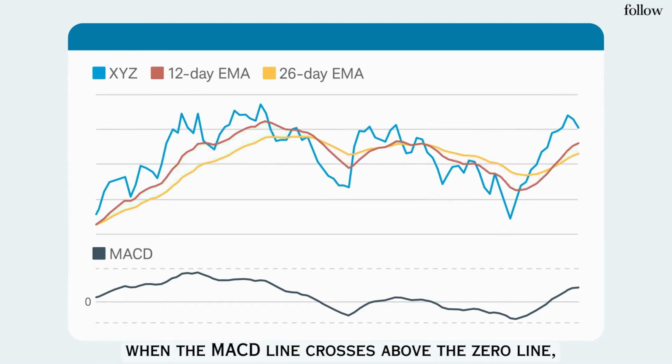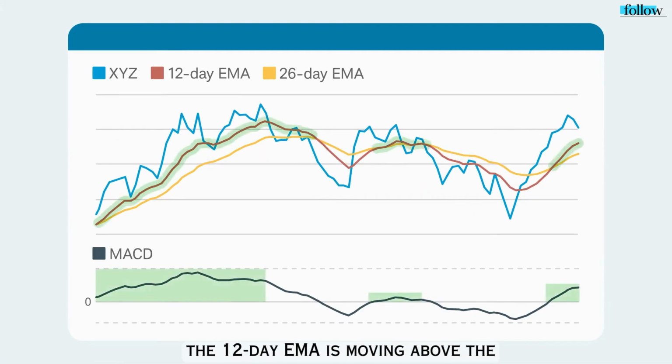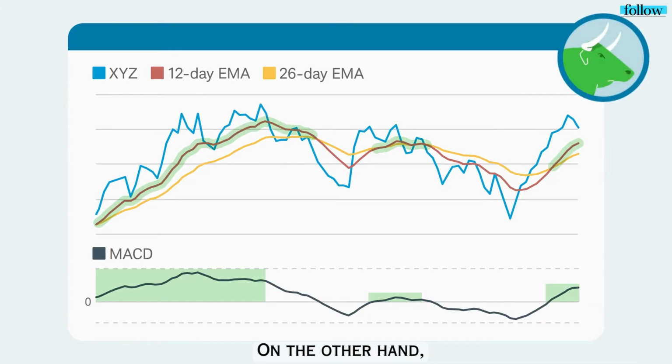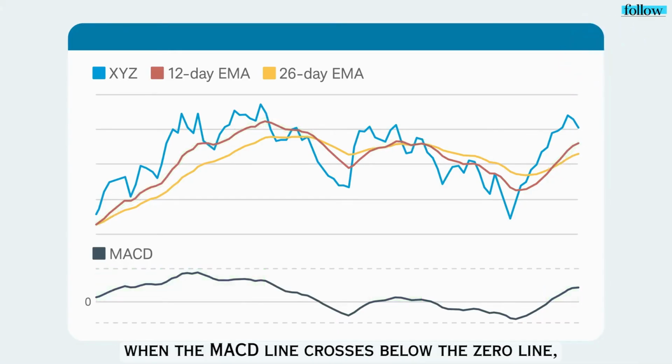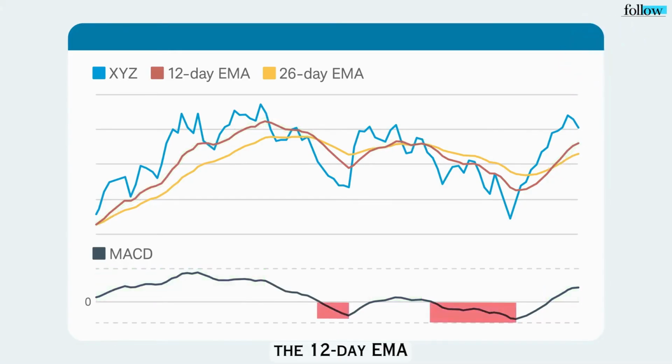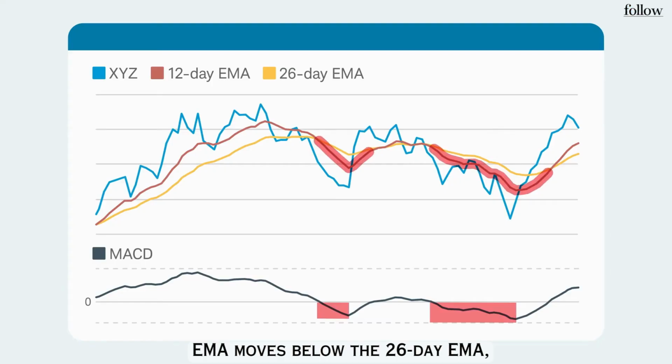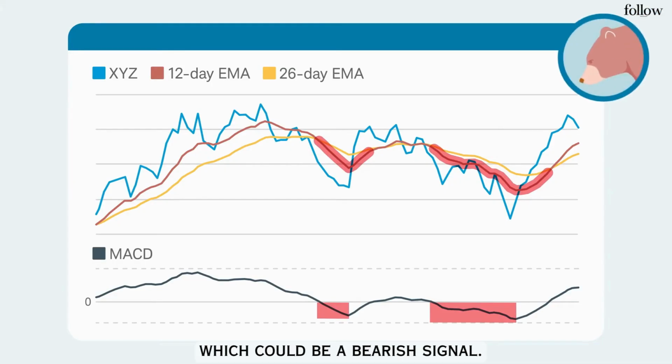For example, when the MACD line crosses above the zero line, the 12-day EMA is moving above the 26-day EMA, meaning recent prices are getting stronger, which could be a bullish signal. On the other hand, when the MACD line crosses below the zero line, the 12-day EMA moves below the 26-day EMA, meaning recent prices are getting weaker, which could be a bearish signal.